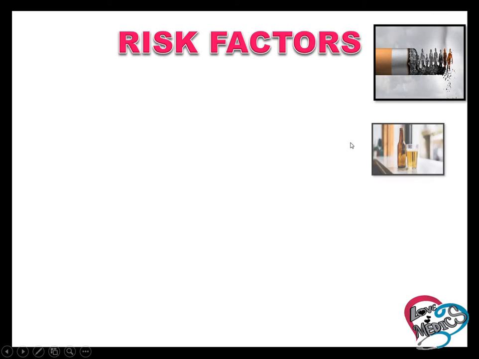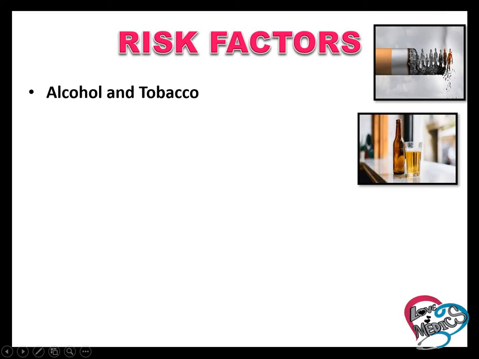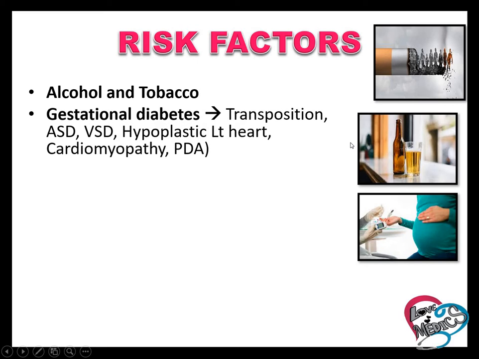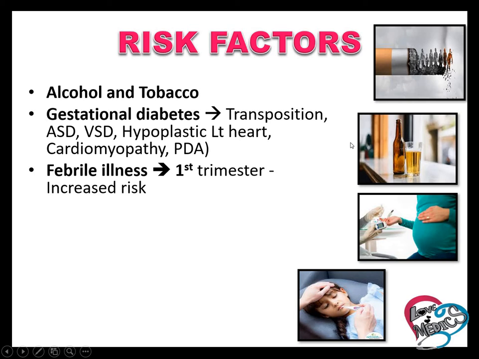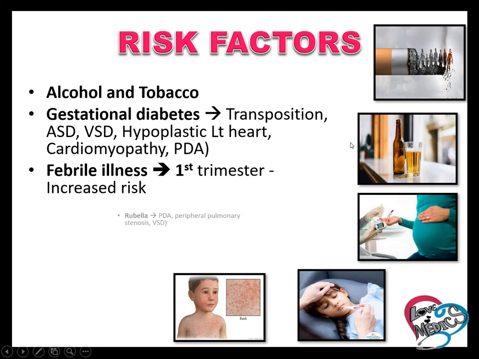Risk factors. Alcohol and tobacco consumption of the pregnant mother. Gestational diabetes, increased glucose level during pregnancy. Febrile illness: the mother is affected with severe fever during the first trimester of pregnancy. It increases the risk of congenital heart disease.